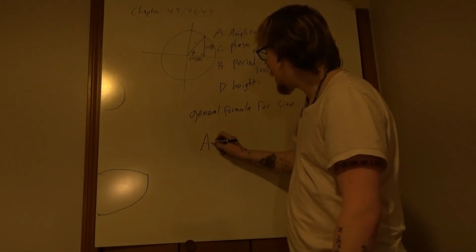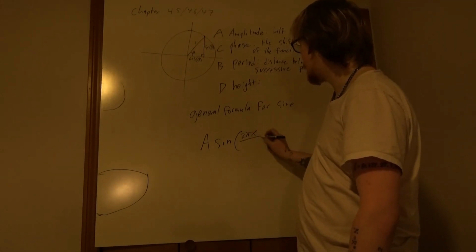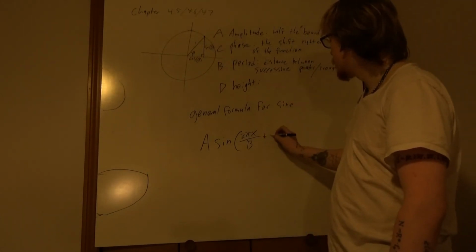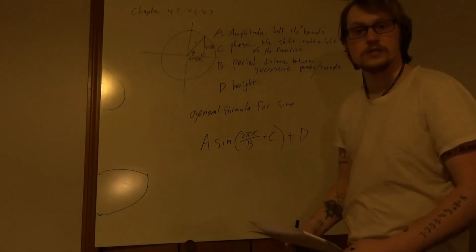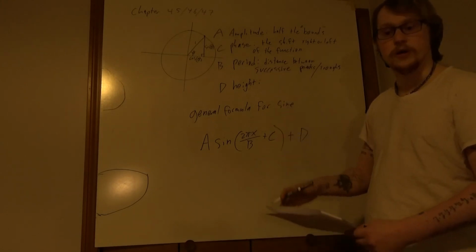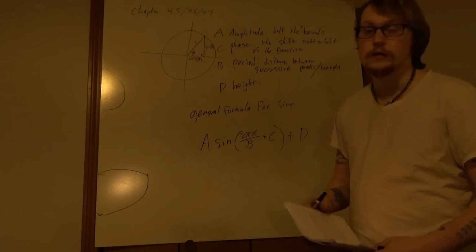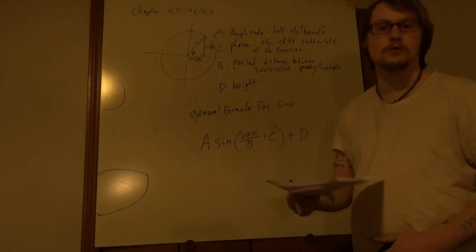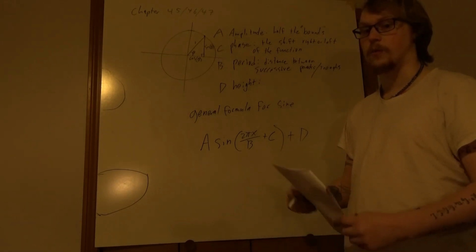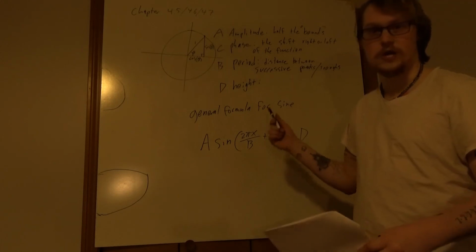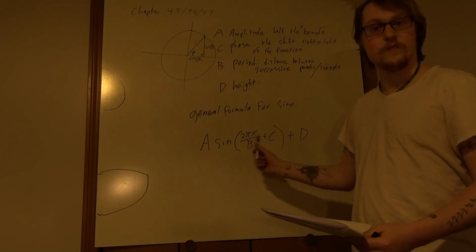This is going to be a sine of 2 pi x over b, the period, plus c, the phase, and then all plus d, and that just sort of shifts it up or down. These are the 4 parameters that all trig functions share, at least the main 3. When we get to secant, cosecant, and cotangent, their graphs don't necessarily look the same, so we'll have to think about those differently. But for sine, cosine, and mainly for tangent, these are the 4 ways we can mess with it.